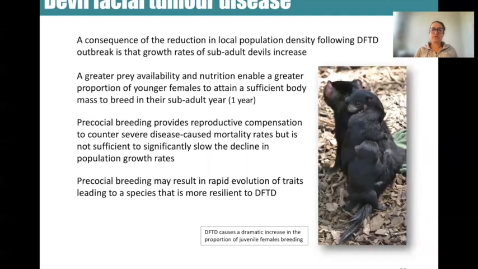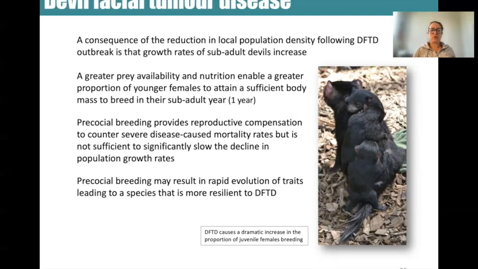A flow-on consequence of the reduction in local population density following DFTD is that growth rates of subadults actually increase. This is because there is greater prey availability and nutrition to these individuals, which essentially allows a greater proportion of younger females to attain a sufficient body mass to breed in their subadult year, so in their first year.